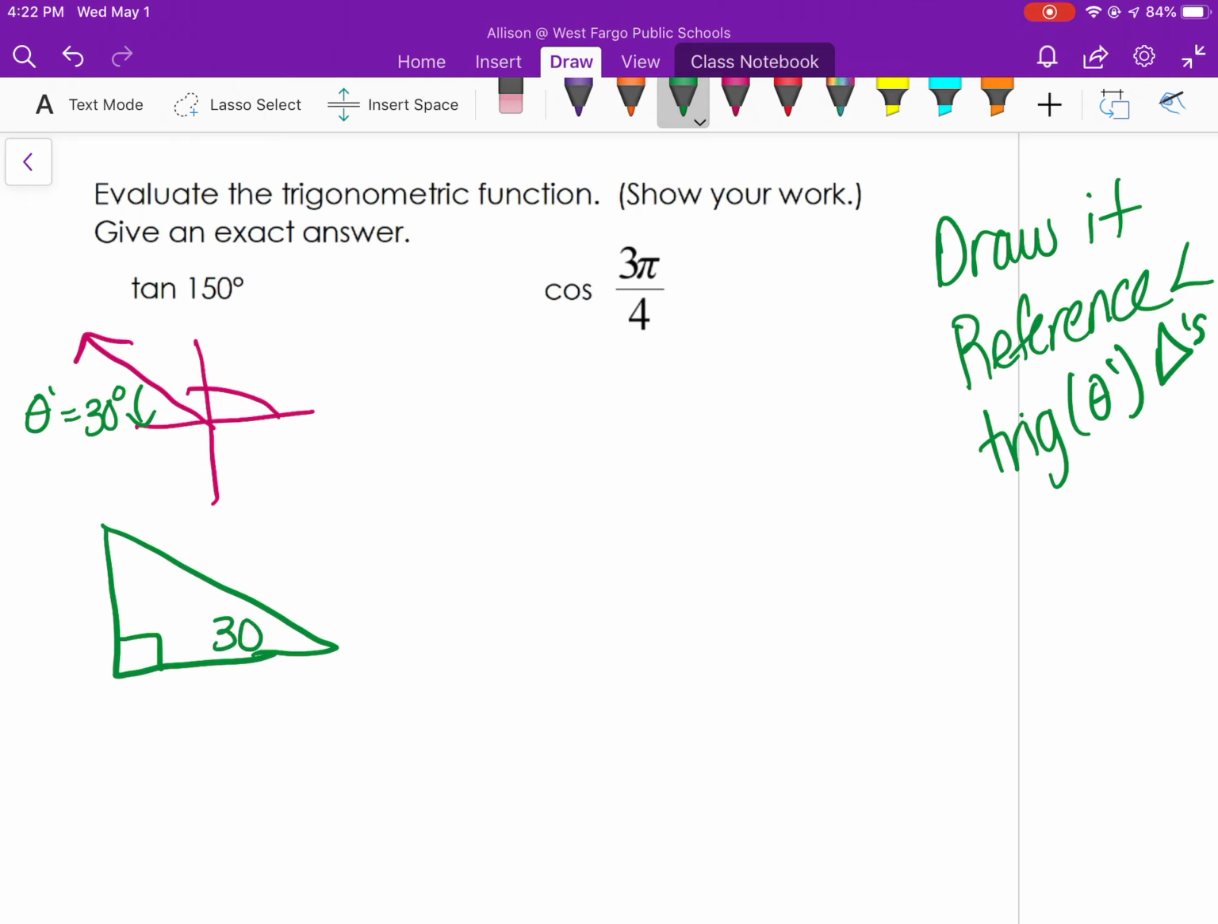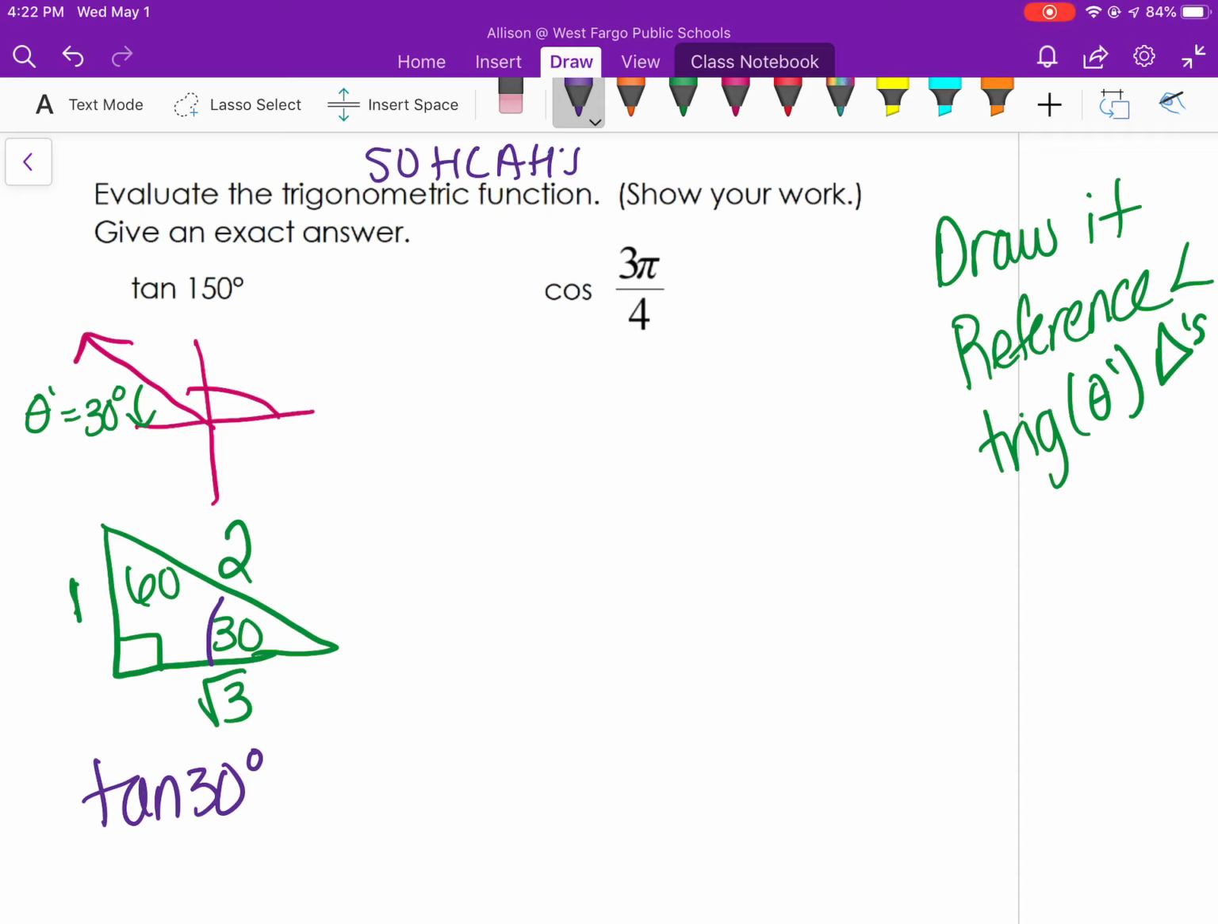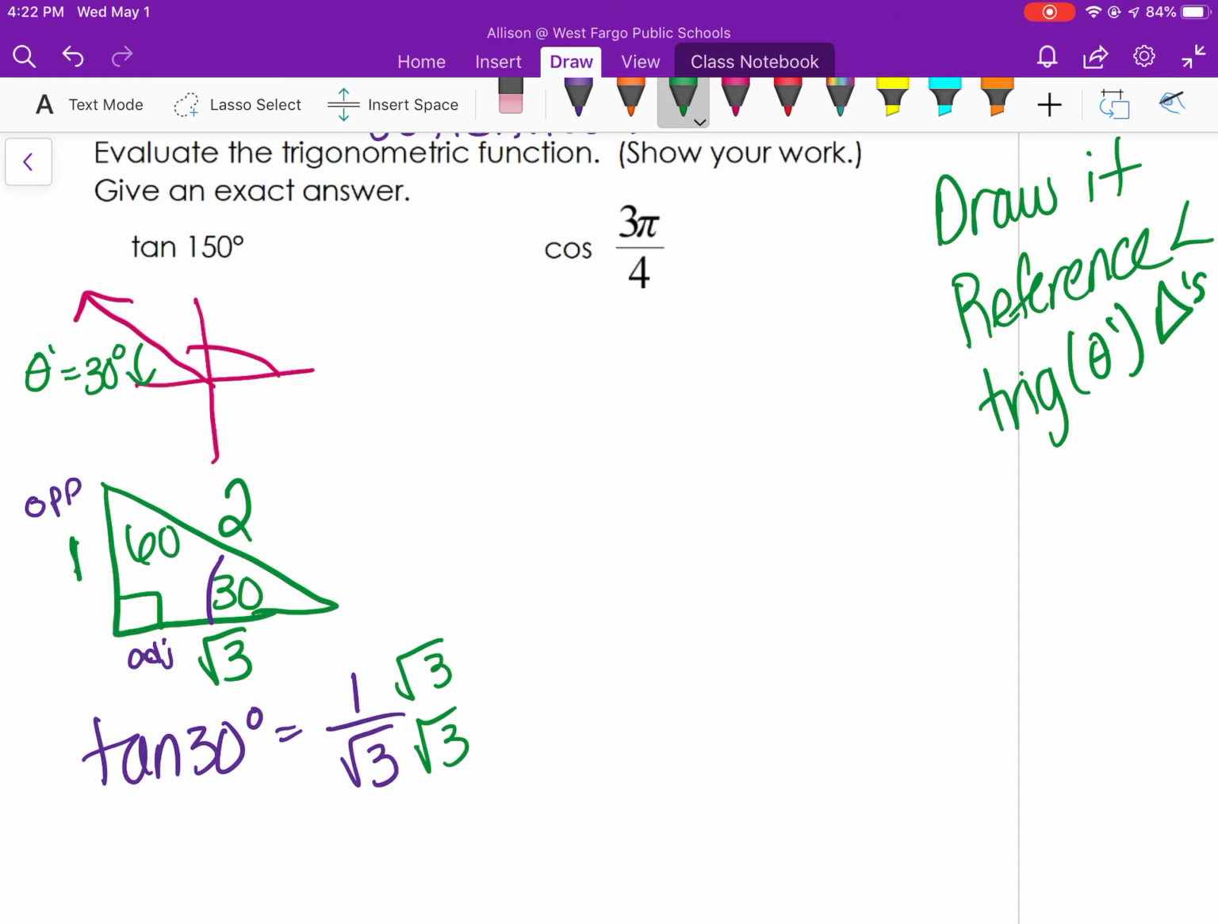So if this is my 30, 60, 90 triangle, since I have a reference angle of 30, across from the 30 is the smallest side, that's a 1. Across from the 60 is going to be the square root of 3, and across from the 90, that's my largest side, is 2. I want the tangent of 30 degrees, and that's the toa part of Sohcahtoa. So that's opposite over adjacent. So opposite is across, so this is opposite, and this is adjacent. So tangent of 30 will be 1 divided by the square root of 3. You do need to rationalize that. So your tangent of 30 degrees is the square root of 3 over 3.